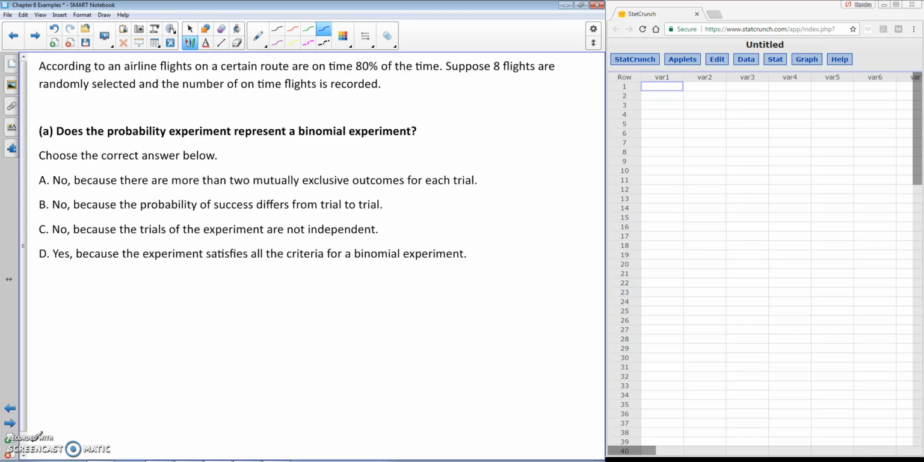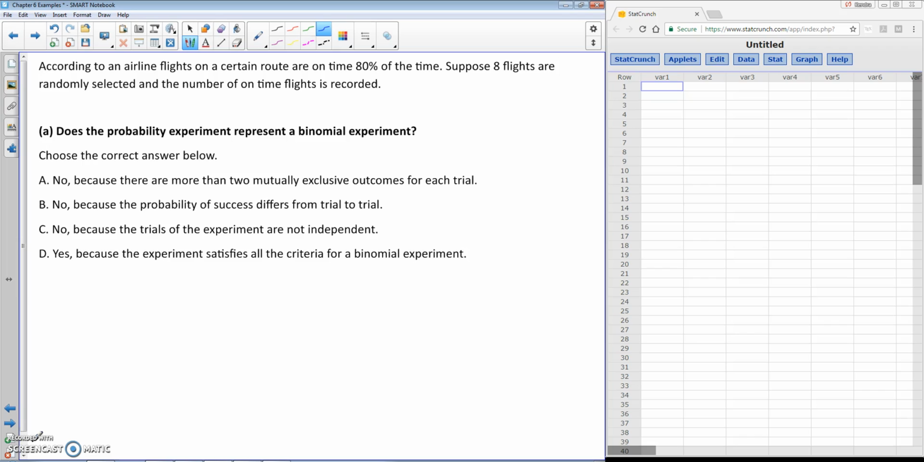According to airline flights on a certain route are on time 80% of the time. Suppose 8 are randomly selected and the number of on-time flights is recorded. Does the probability experiment represent a binomial experiment?